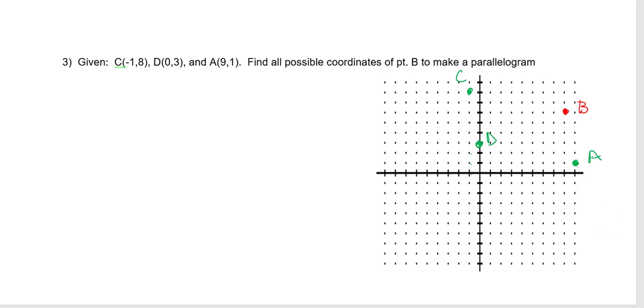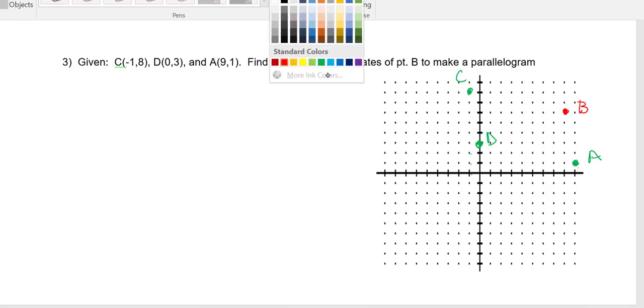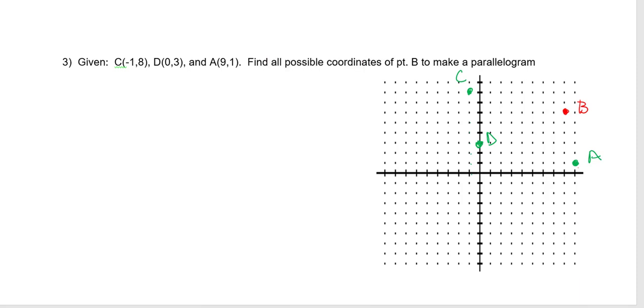And so the first B here, what I have to recognize is that one of the properties of a parallelogram is that the opposite sides are parallel to each other. So that means that these two sides from here to here and these two sides from here to here have the exact same slope.